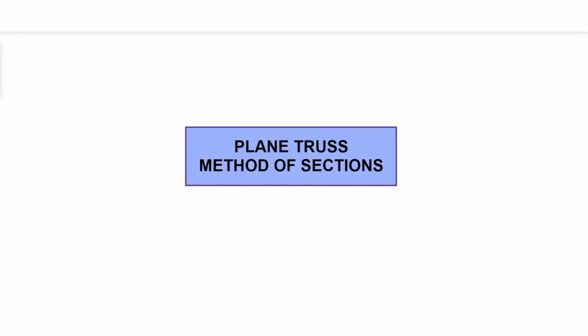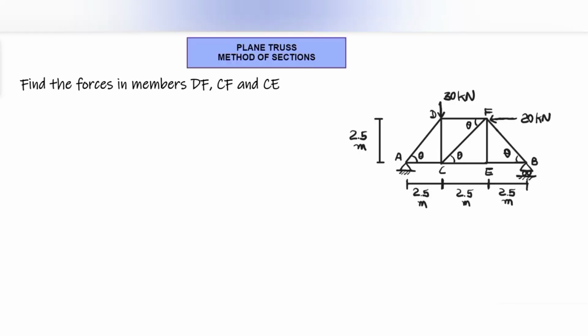In this video, we will understand how we can perform plane truss analysis using method of sections. The question is, we need to calculate the forces in the members DF, CF and CE for this given plane truss. The first thing that we'll do is, we'll find the reactions, which is VA and VB.